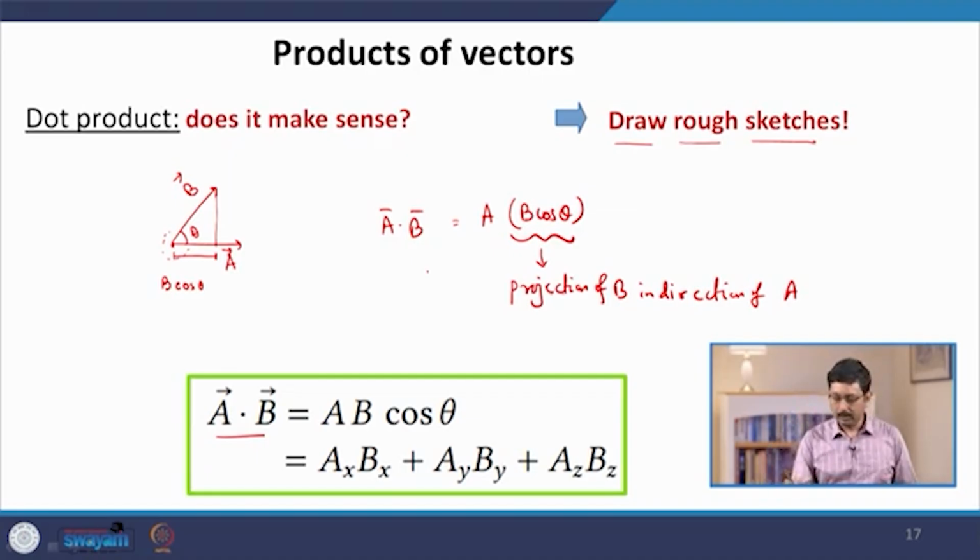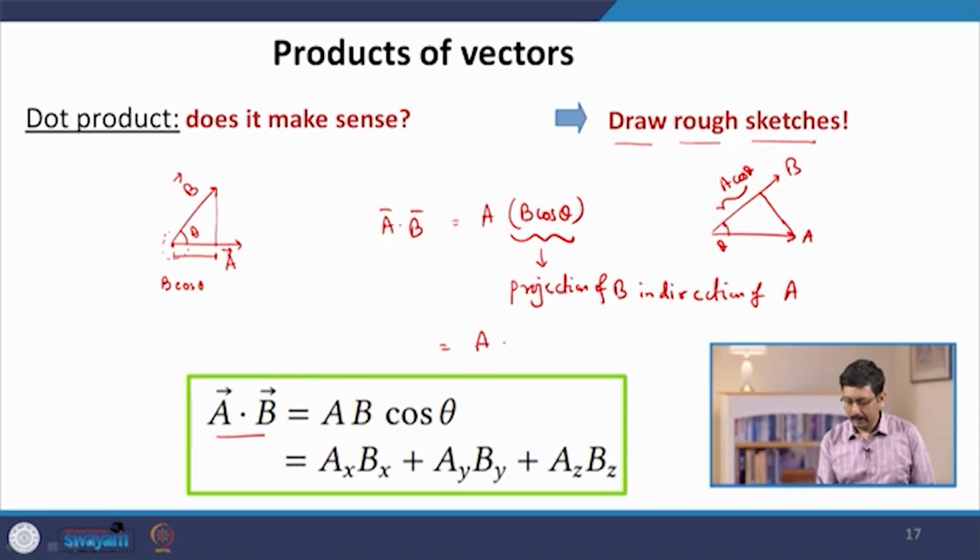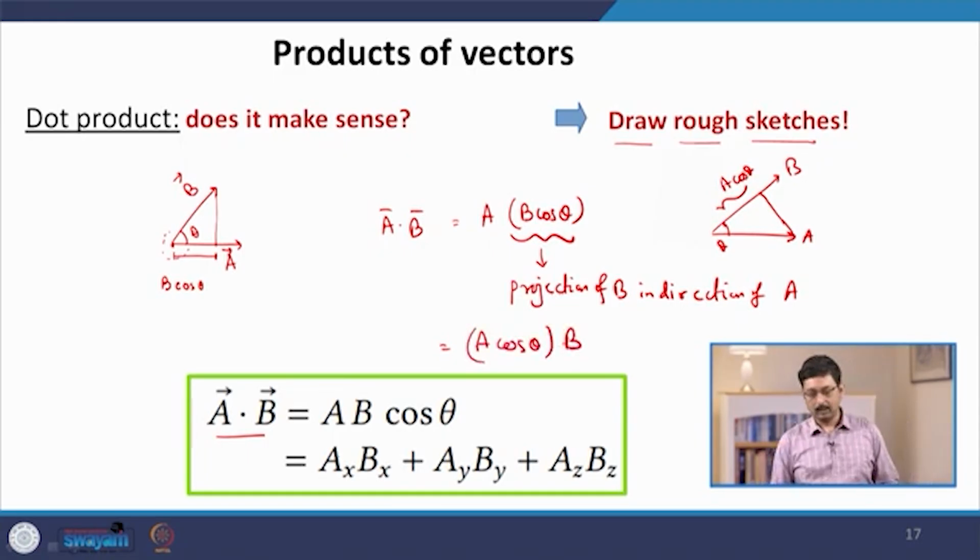But you can also do the opposite. For example, again the same picture. So, this is our B, this is the same angle theta. Now, you drop a perpendicular from A to B, and then you can see that this represents A cos theta. So, then the same thing you can write as A cos theta times B, same dot product. So, then it represents the projection of A along B times B. So, this is the pictorial meaning of the dot product.